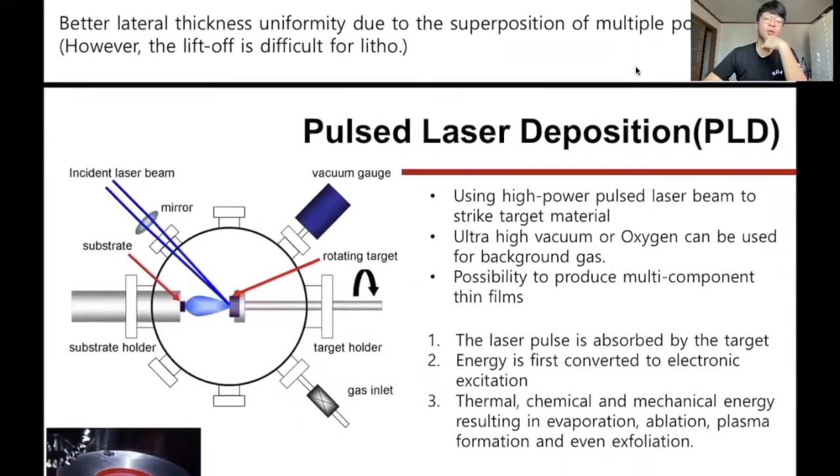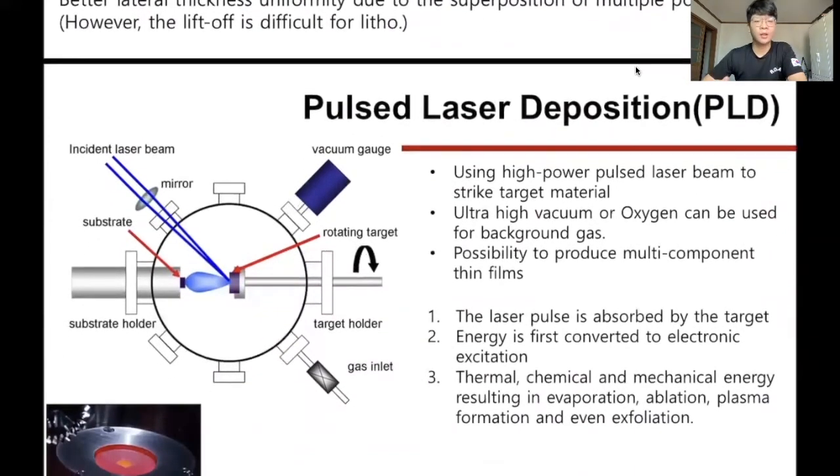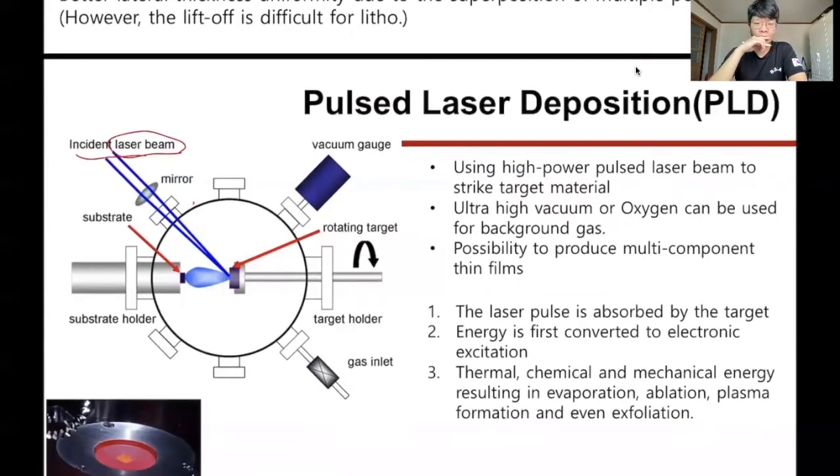Pulsed laser deposition uses UV lasers, so it's very expensive and hard to make. It uses electro-optical systems. The PLD uses certain laser beams, and the laser beams hit the target materials, and then the materials are evaporated and they hit the substrate. It is very similar to sputtering.